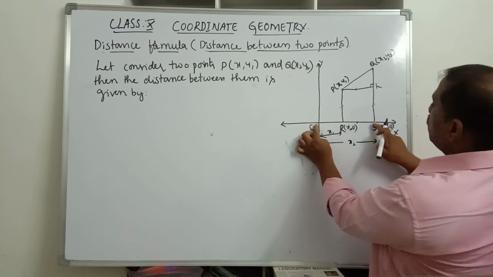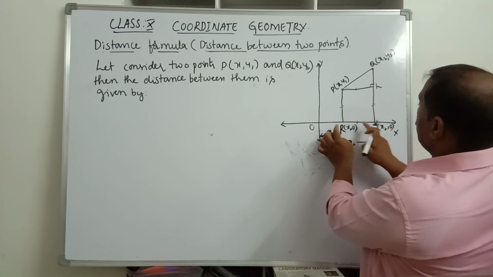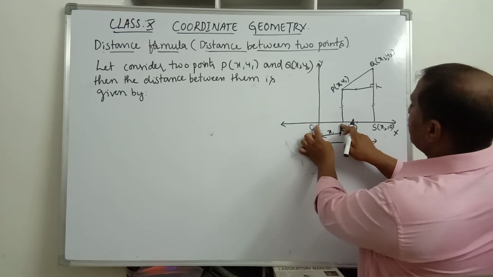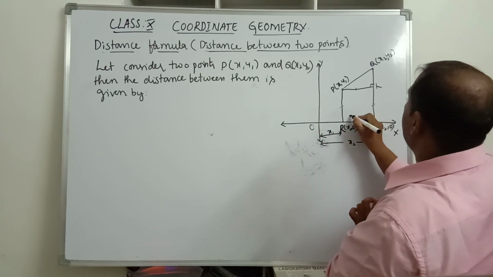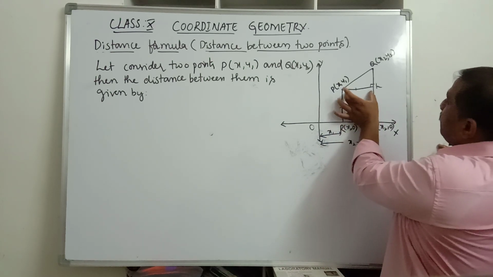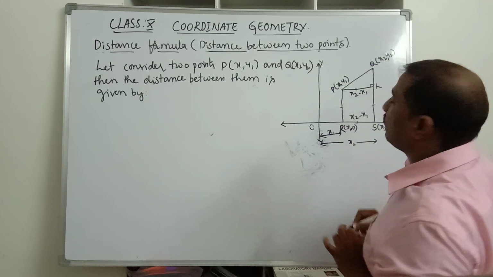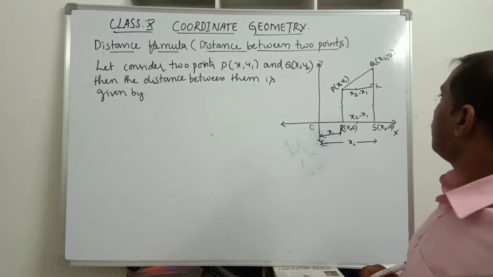RS is equal to OS minus OR. OS is x2, OR is x1. The difference will give us x2 minus x1. And we know RS is equal to PT. Therefore, this length is x2 minus x1.